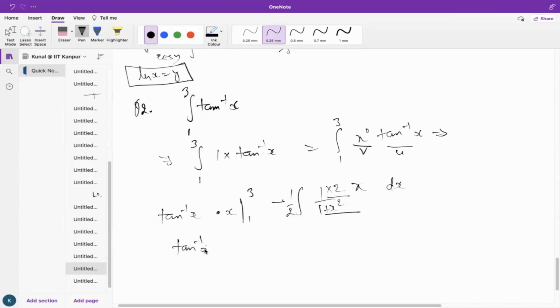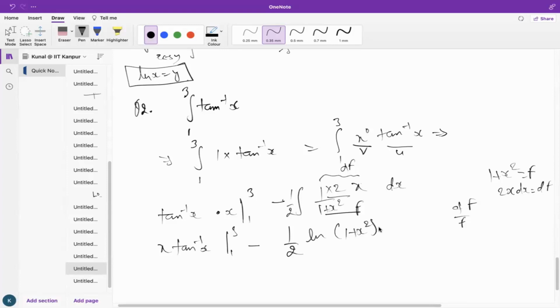So what we get is x tan inverse x from 1 to 3 minus 1 by 2. If this is our f, the function written in the numerator is df, because 1 plus x square is f, so 2x dx is df, right? So what's the integration of 1 by f? df by f. This is ln f. So ln of 1 plus x square from 1 to 3. Now just insert the limits here and we reach the final result.